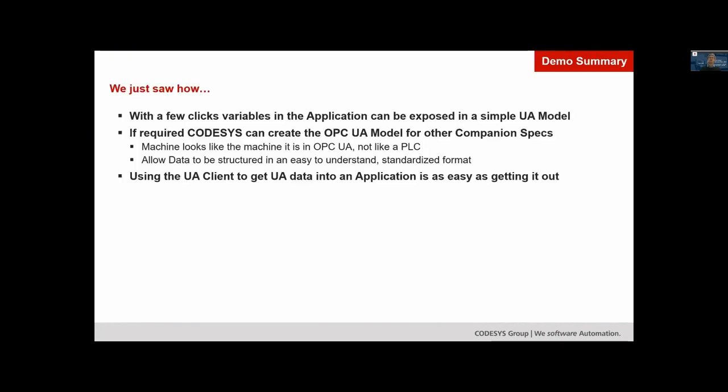To sum it up, it just takes a few clicks to expose the really simple PLCopen UA model. If you want the full feature companion specs, it's a little more effort, but it gives you great structure. Whatever machine you're building and selling in OPC UA, it looks like the machine it is, and not like a PLC, which is a great benefit. And using the UA client to get UA data into an application is also really easy. Anybody could do it.